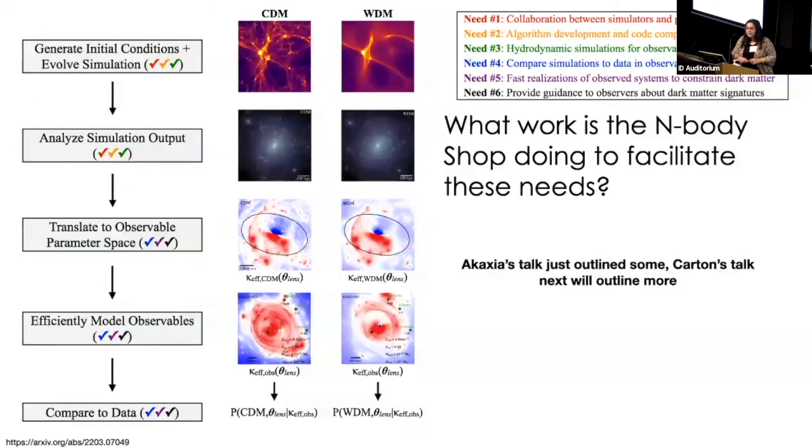And what I wanted to talk about next was what work the N-Body Shop is doing to specifically facilitate these needs. So Akaxia's talk was wonderful because she started telling us about what Chang'e is doing with self-interacting dark matter. And Carton is going to, I don't know if he's virtual or here, going to tell us some more. And so I will leave it to them to show some really incredible results. But in this white paper, what we also kind of designed was a bit of a roadmap that we need to follow in order to address the needs that I outlined.